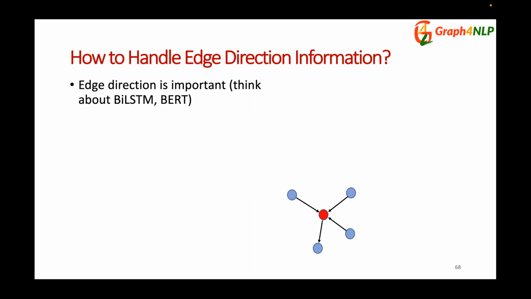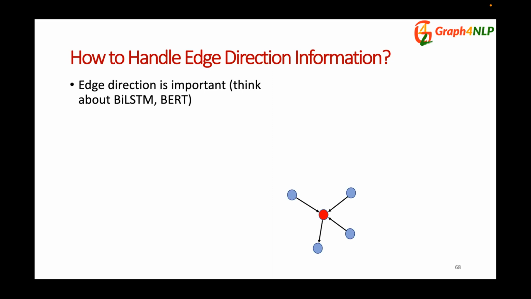Next, let's talk about how to handle edge direction information, because even if we get a homogeneous graph, it's possible that the edge direction information is very helpful, and we want to encode it using our GNN. This is actually true for many NLP applications. Just think about the success of the BiLSTM or the BERT model. Those models all utilize the direction of the text.